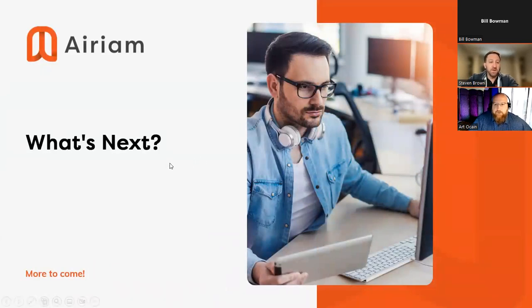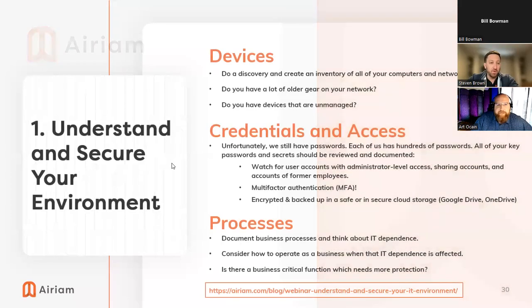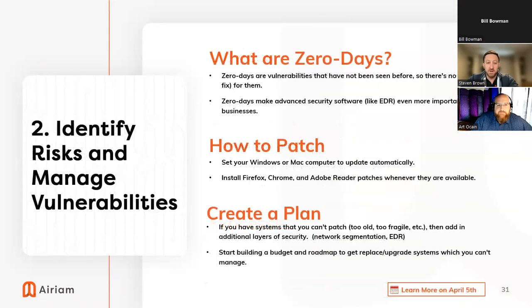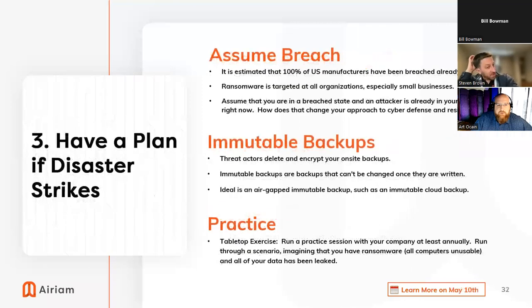Great. So what's next to come? We have a couple more webinars that are coming up here. So we've run through a couple of these. Next one up we have is Have a Plan if Disaster Strikes. So talking about disaster recovery plans, assuming a breach mentality. What is an immutable backup? Why do I need one? And then how do I practice? How do we make sure that this plan actually is going to work if something does happen? That one's scheduled for May 10th.